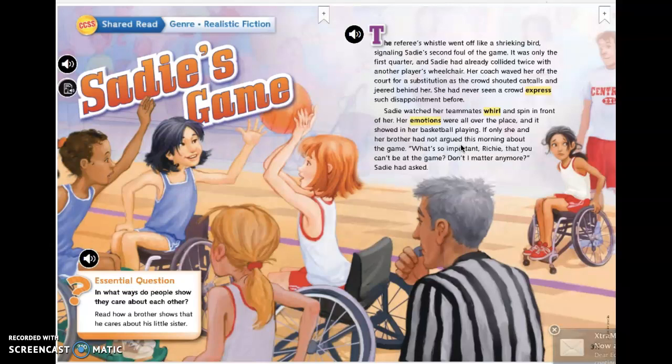Let's keep reading. Sadie watched her teammates whirl and spin in front of her. Her emotions were all over the place, and it showed in her basketball playing. If only she and her brother had not argued this morning about the game. What's so important, Richie, that you can't be at the game? Don't I matter anymore? Sadie had asked.